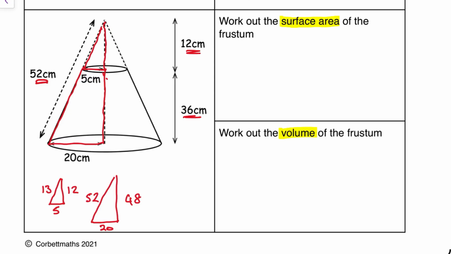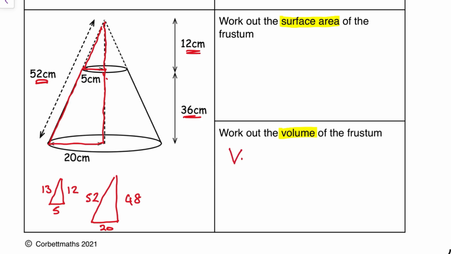Again, in this case, I don't need that for this question, but I might have needed it elsewhere. Now, it depends which exam you're doing as to what formula sheet you're given. So if we start with the volume, it's going to be the volume of the big cone minus the volume of the small cone, which leaves behind the frustum.